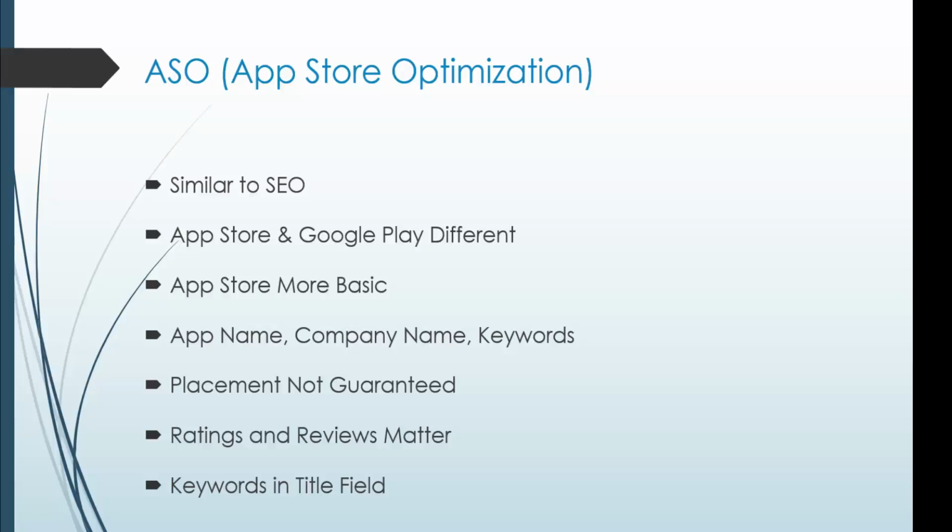But for both, your app name, your company name, your keywords, description, this is all stuff that's going to matter. So you really want to come up with some great content, and you want to make sure that you use keywords but don't overuse them. And just like with search engines, your placement is definitely not guaranteed. You could be on top one day and nowhere to be found the next. There's really no rhyme or reason that we really understand.